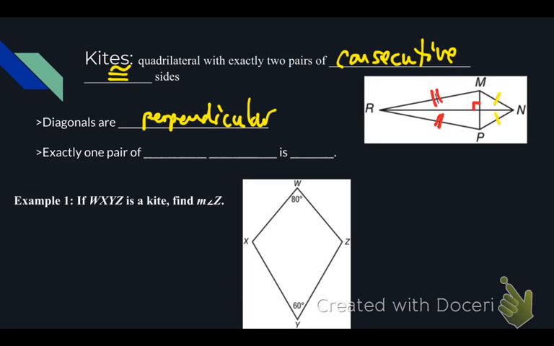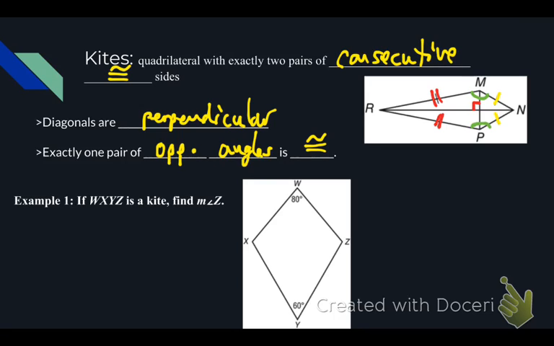Also, exactly one pair of opposite angles is congruent. Now, which one is it? Well, it's kind of obvious from the diagram. Down here, angle R, that's a smaller angle than up at angle N. So it's not those. It would be this one and this one. So angle RMN is congruent to angle RPN. One pair of opposite angles congruent. That's always true.